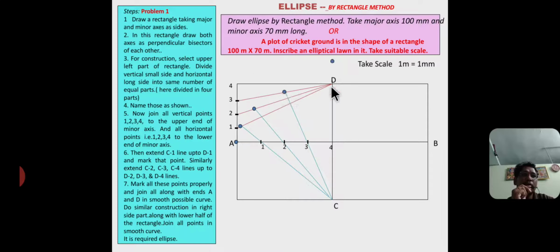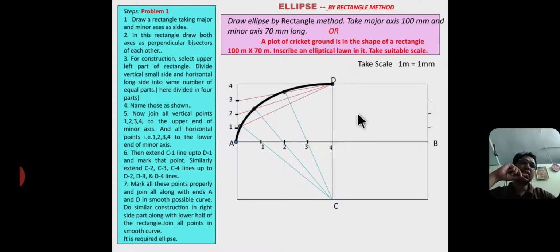Now D is the intersecting point of C4 line and D4 line. Now join all these points to complete the quarter portion of the ellipse. So this is the quarter portion of the ellipse, and now repeat the same procedure for this rectangle.